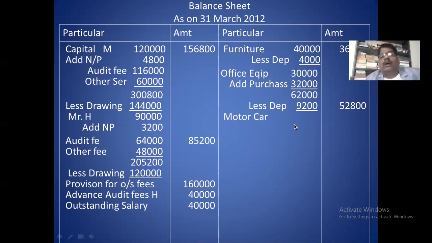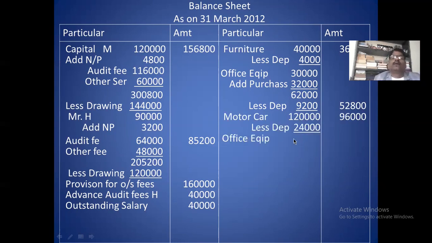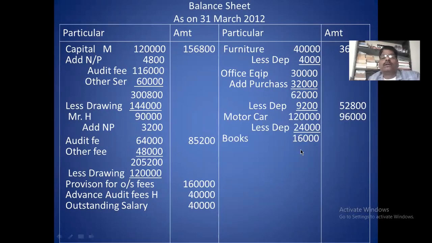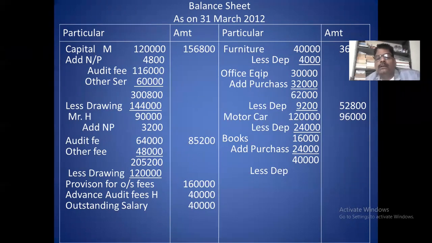Okay. In the same way, next is motor car. 1,20,000 less depreciation 24,000. Office library books. Books is 16,000 opening in the balance sheet. Add purchases 24,000. Total 40,000. Less depreciation. It is also the same. 10% on 16,000. 10% on 24,000, but half.